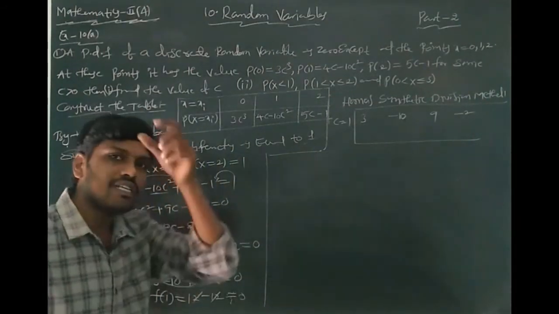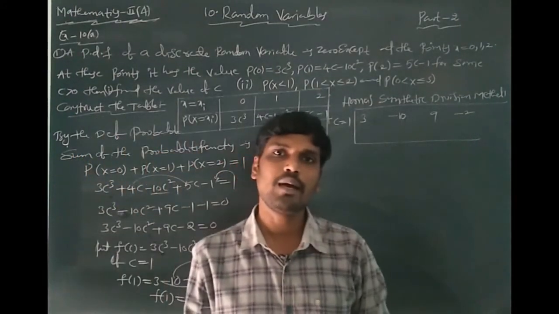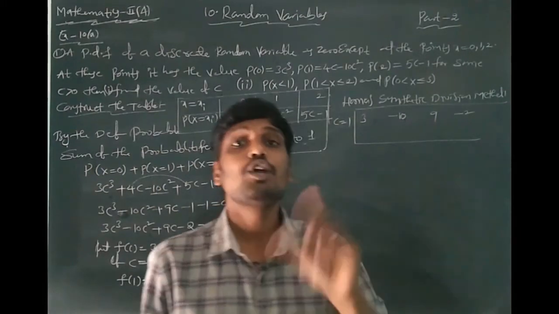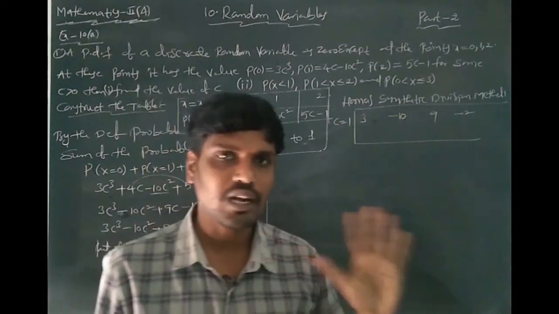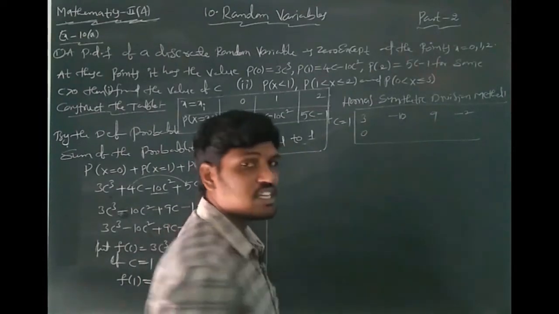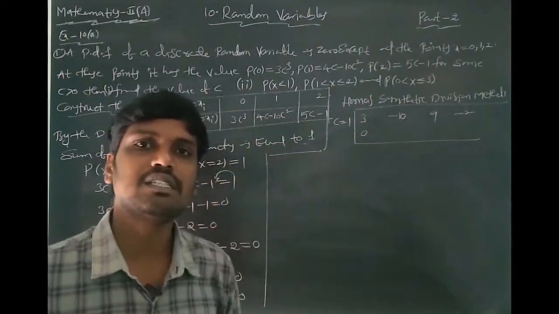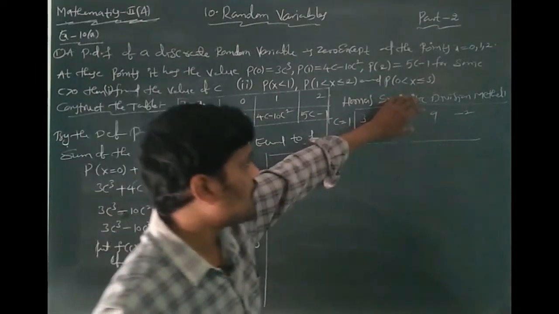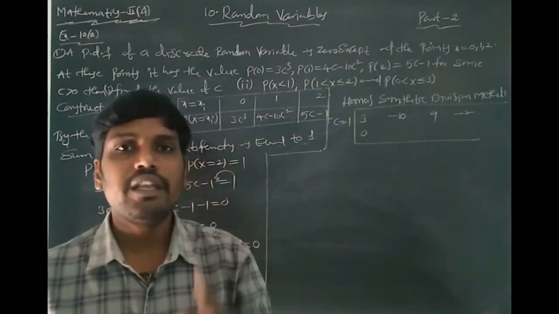Suppose the C coefficient is not there in the given polynomial equation. You can simply write 0. Understood or not? That's why you write 0 here. First we have to take this 0. This is the rule in the synthetic division method, dividing a polynomial by a linear equation.